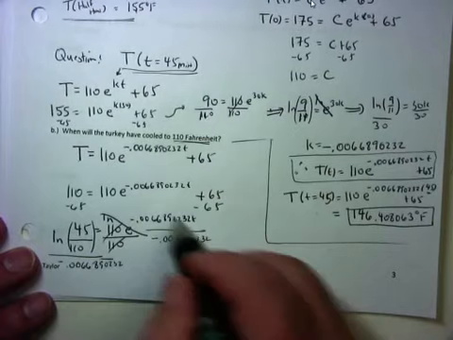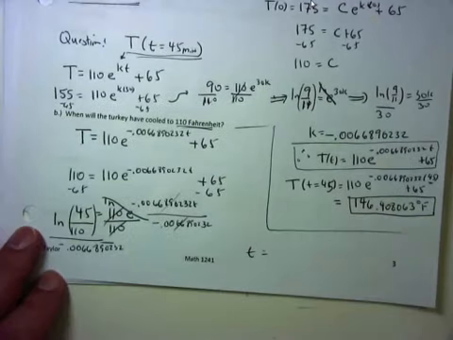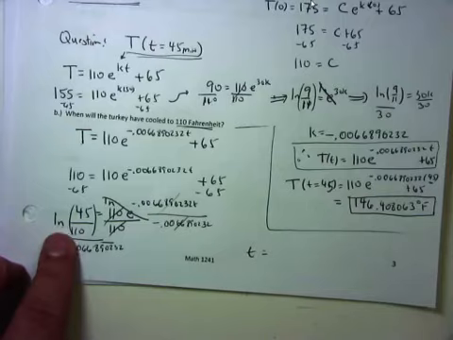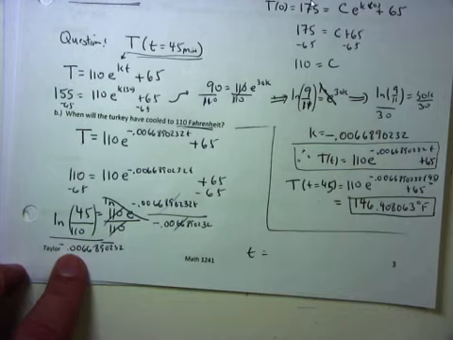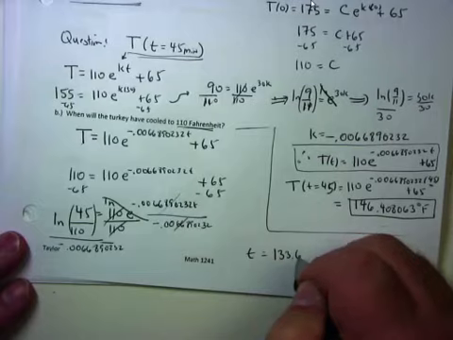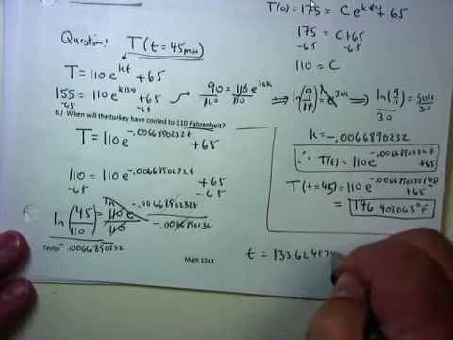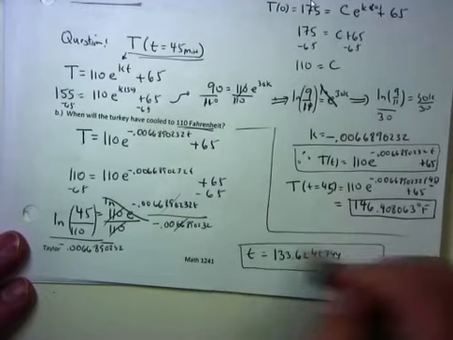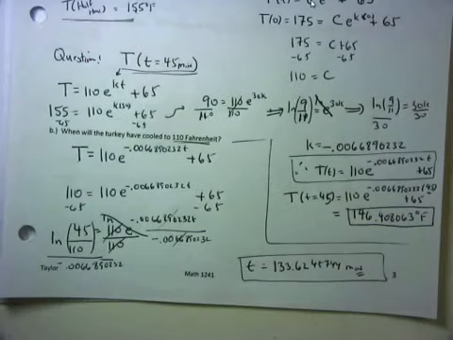So this cancels, and that gives me t is equal to, and I'm just going to type this in on my calculator here, the natural log of 45 divided by 110, divided by that k number. And it's negative, don't forget the negative, 0.00668902332. And I end up getting 133.62457444. What? Minutes. That is my answer.